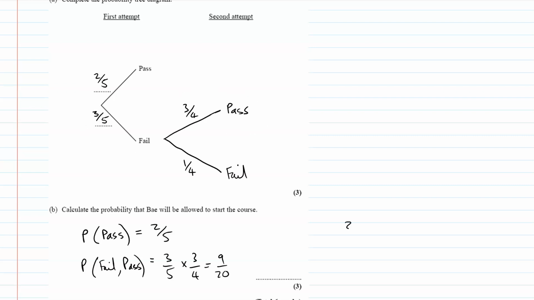So if we add those 2 together, you've got your calculators, this is 8/20 plus 9/20. So this is 17/20. So he's quite likely to start the course. 17/20 is 85%, isn't it?